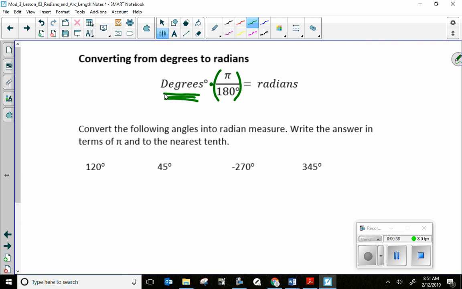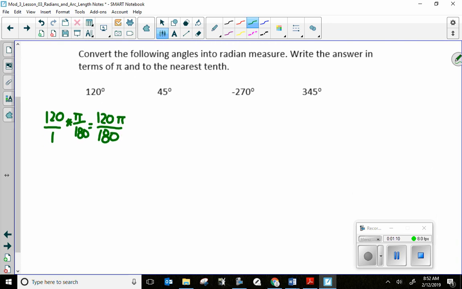Convert the following angles into radian measure and write your answer in terms of pi and to the nearest tenth. I'll do maybe one of them, but after that, you'll understand what we're doing here. So I have my degrees, 120. I multiply that by pi over 180. That is 120 over 1, and I multiply the tops and bottoms: 120 pi over 180. Now, you should reduce this, absolutely. My zeros cancel, and 6 goes into both of those. I end up with 2 pi over 3 radians.